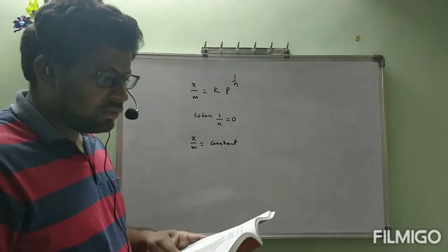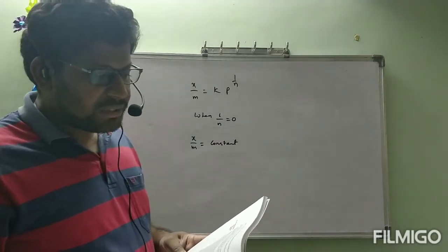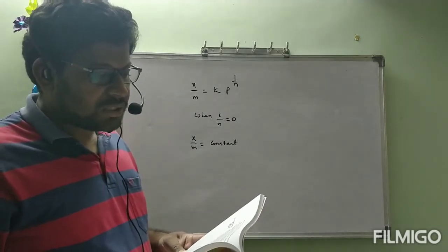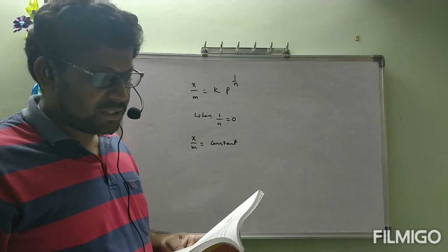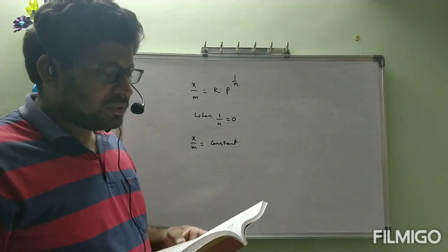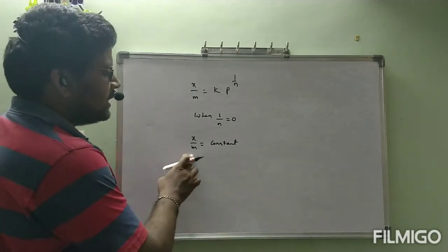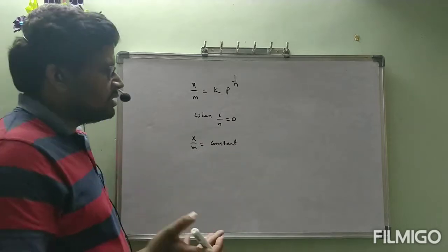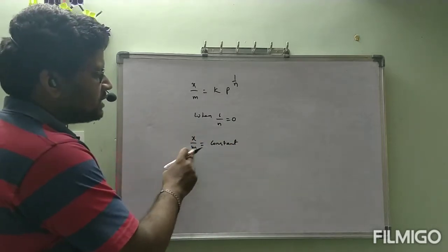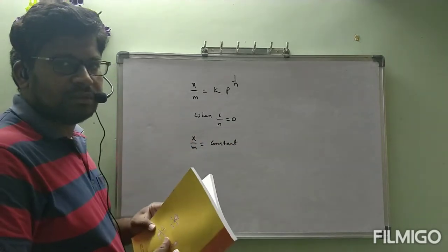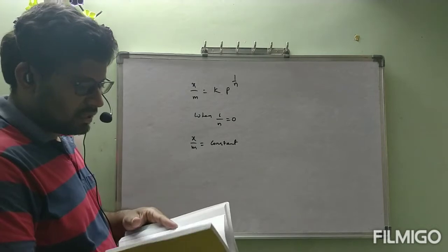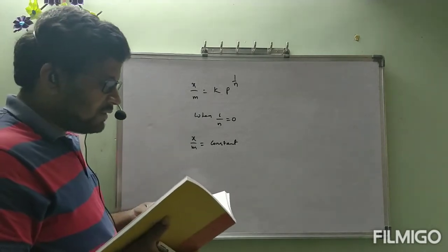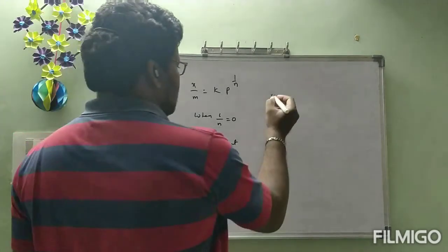x by m is equal to k into p power 1 by n. When 1 by n is equal to 0, x by m is equal to constant. The adsorption is independent of pressure. Pressure is not there. So when 1 by n is equal to 0, adsorption is independent of pressure. That is the n value infinity.